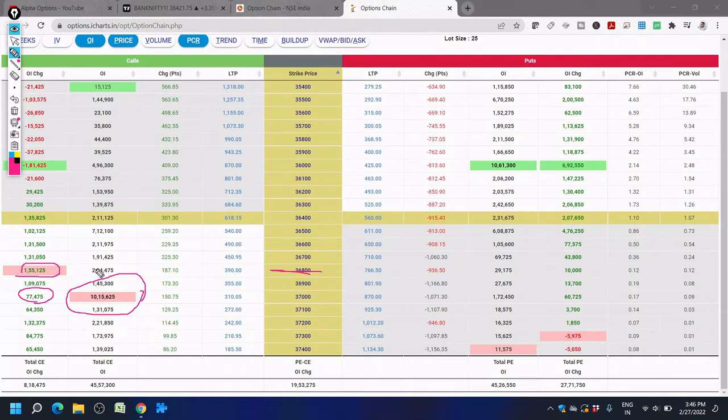Okay, institutions were writing this also. Maybe they have shifted some bit of the position to this. So either they are expecting the market to stay in this range. Here we don't see much open interest forming in the money.